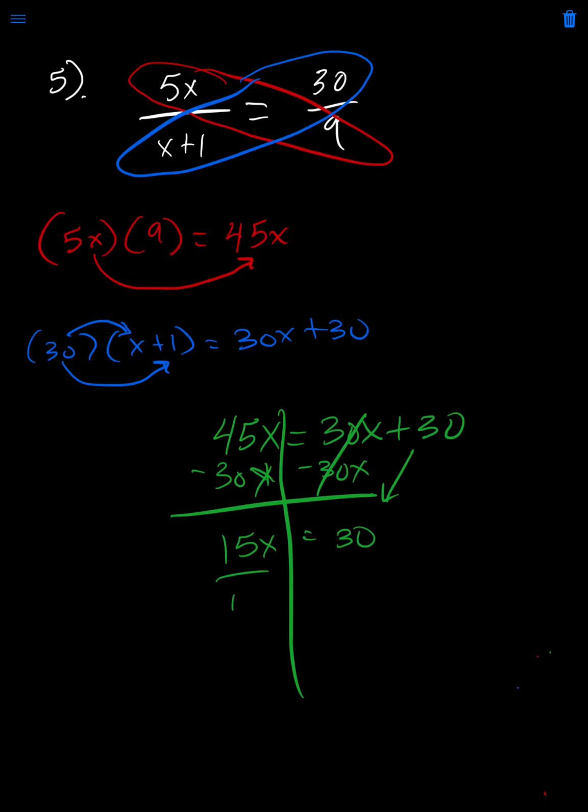Subtract 30x on both sides. So that means 15x is equal to 30. Divide both sides by 15. x equals 2.